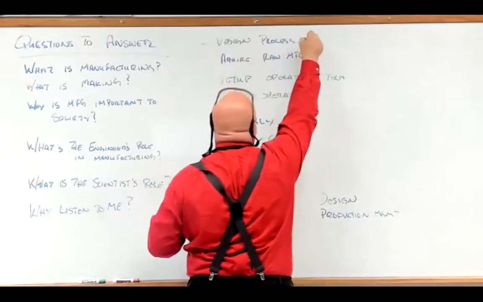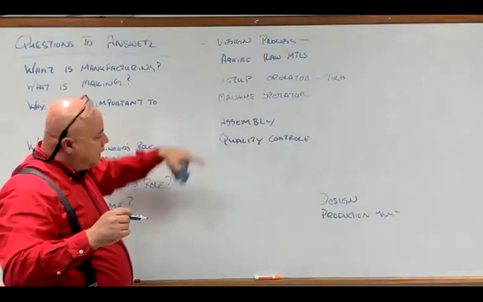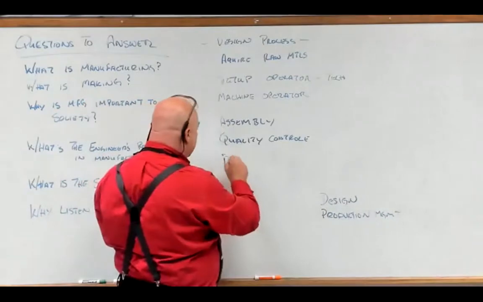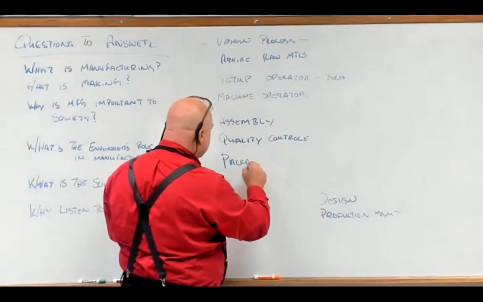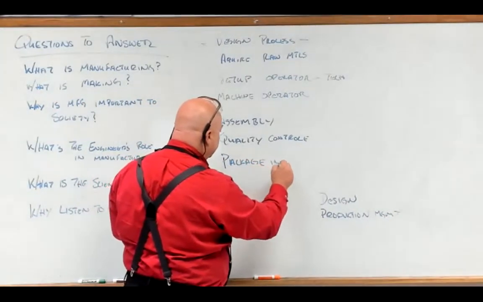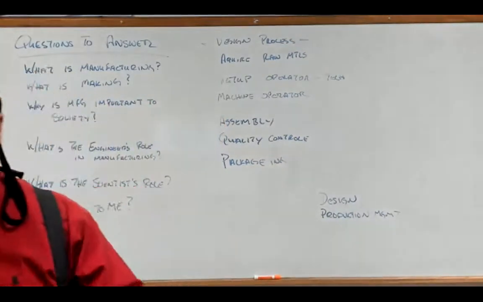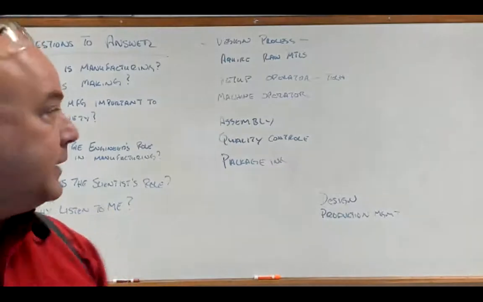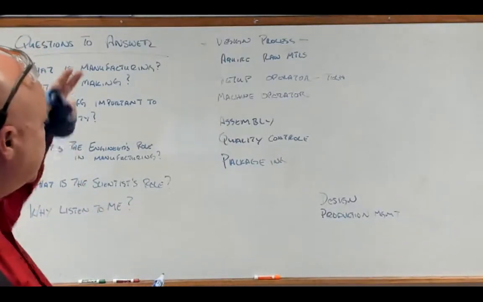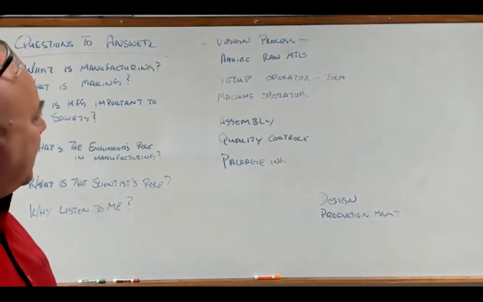We want to design the process, set up, machine, assemble, quality. The other thing we miss here is package. So part of manufacturing is putting it in the box that it's going to get shipped in. But those are the things that we have to do.